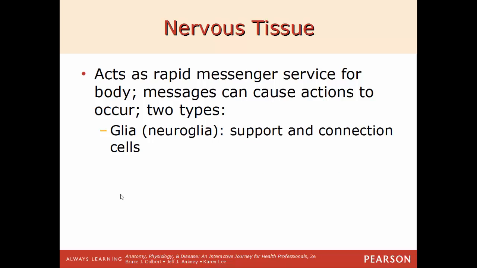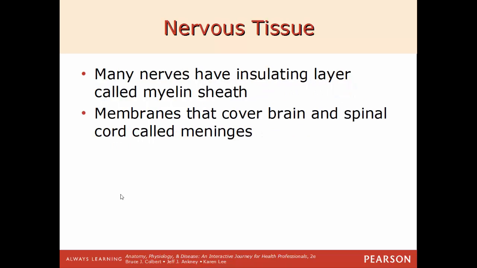The other type are called the neuroglial cells. These are to support and nourish the neurons. And there are a large variety of different types of glial cells. Now, many nerves have a very specialized combination of fat and protein that wrap around the axon, and this protective layer is called myelin. Many nerves have this myelin covering, but not all of them. It just depends on where they are.